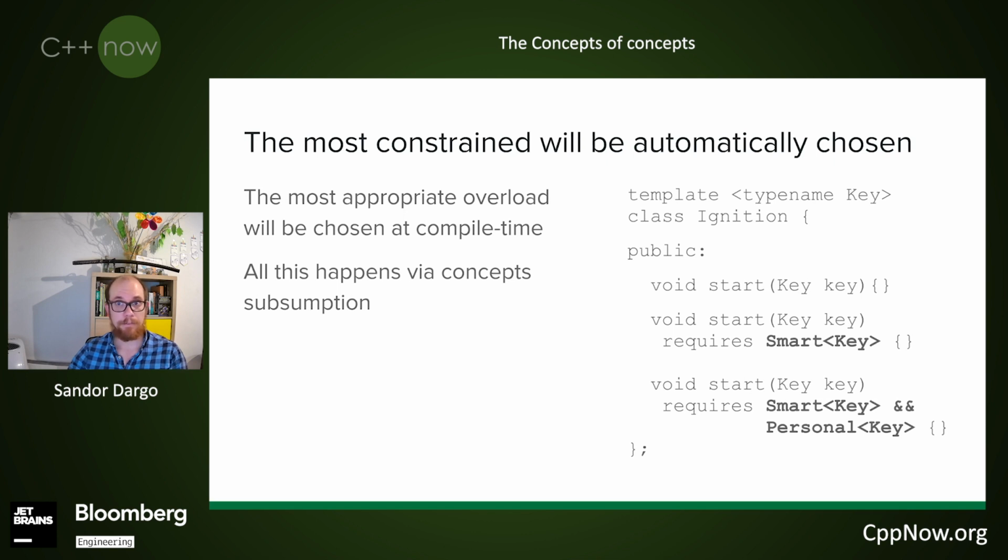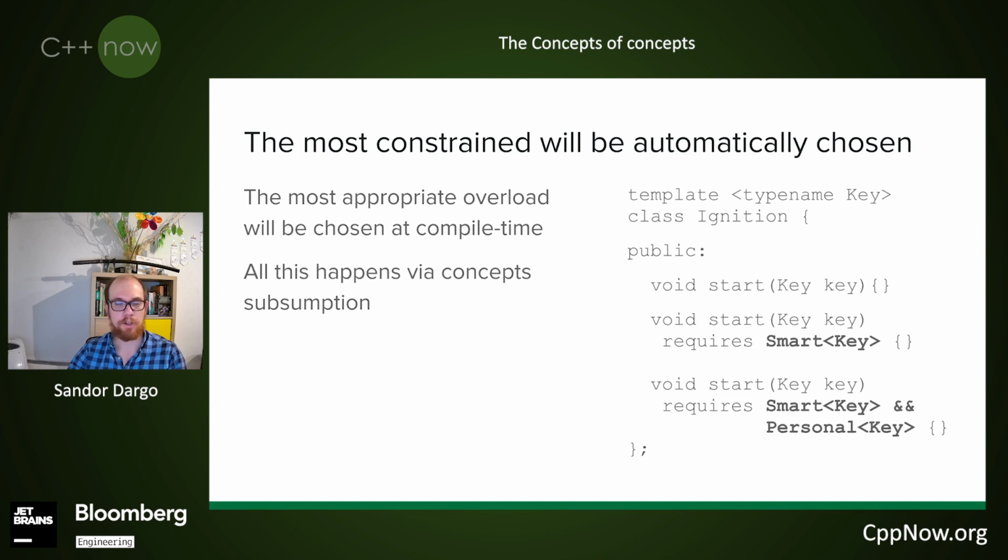What if you have more overloads? The most appropriate one will be chosen at compile time, and this all happens with something we call subsumption, concept subsumption. There's a very good article about this by Andreas Fertig, and you will find it in the user notes. It's quite a long topic and probably would fit at least half of the presentation.